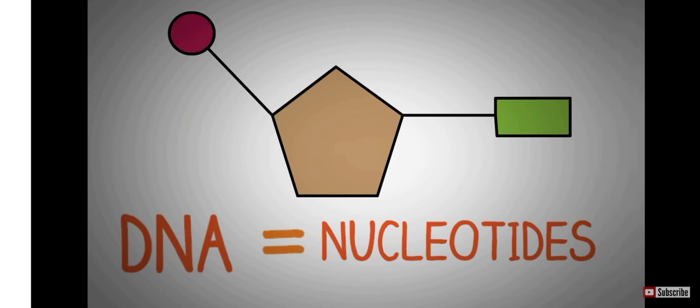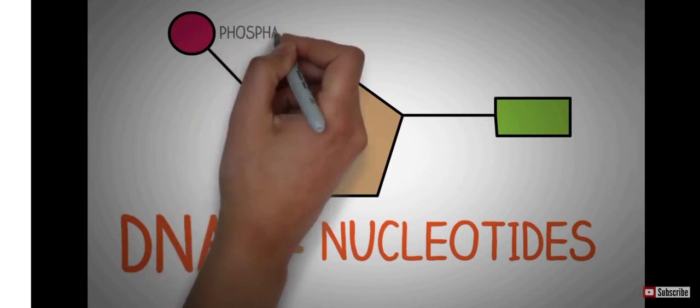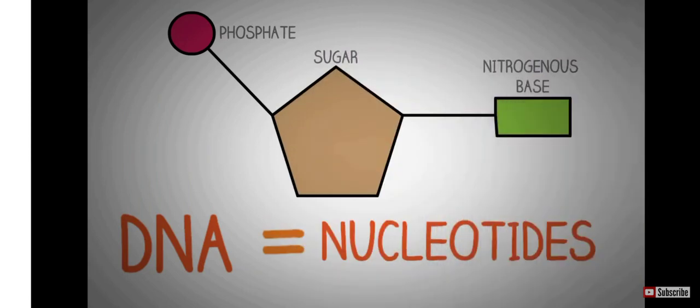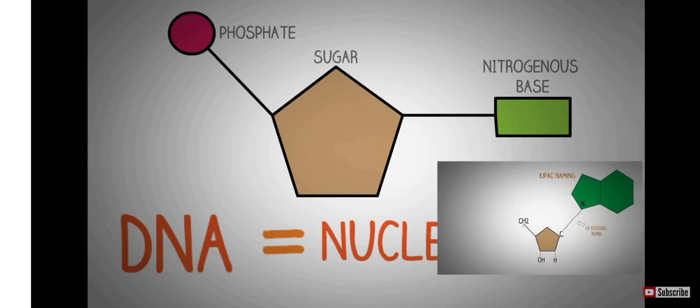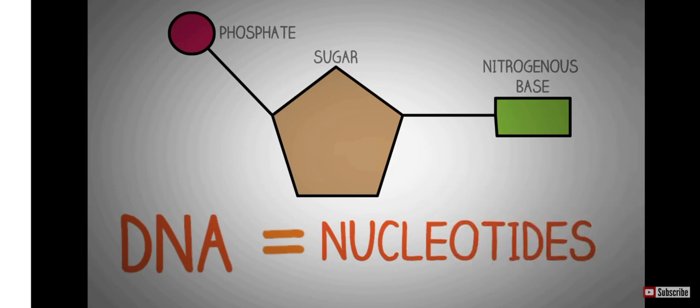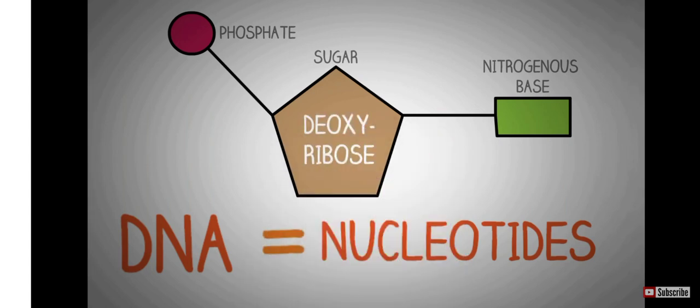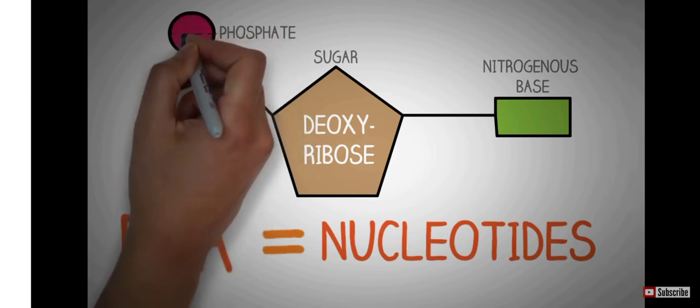You can see that it consists of three important groups: the phosphate, the sugar, and the nitrogenous base. Now, if you want to study the details of the structure of nucleotides, you can refer to the video about the nucleic acids. The link to that video will be in the description below and also on the top of the video. But in a nutshell, you can conclude that the sugar present inside the nucleotide is called the deoxyribose, which is a 5-carbon sugar which belongs to the pentoses.